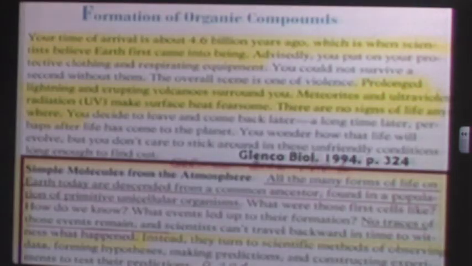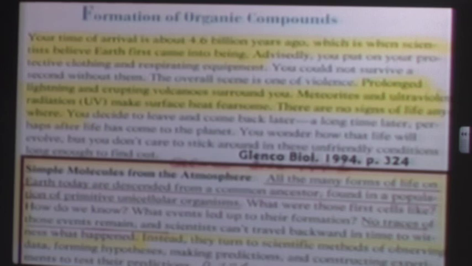This textbook says, all the many forms of life on earth today are descended from a common ancestor. What? You mean the birds and the bananas have a common ancestor? Isn't that what he says? Found in a population of primitive unicellular organisms. Well, in the first place, there's no such thing as a primitive unicellular organism, okay? One single cell is more complex than a space shuttle. There's no such thing as a primitive single-celled organism. We talk about that on video number 4 of our series.